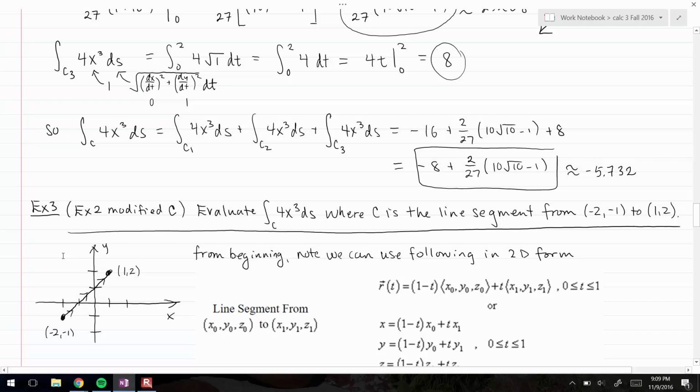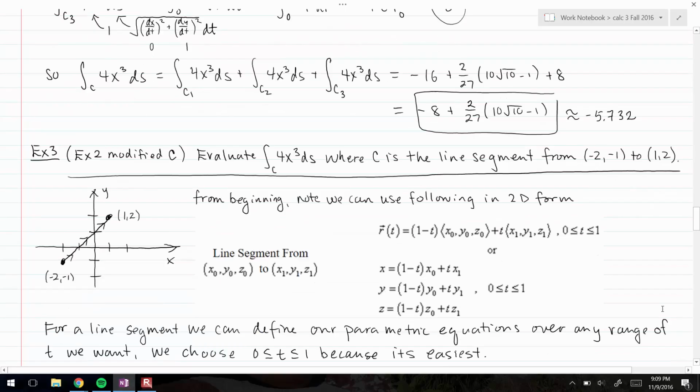So this is example 3, and here is the line segment. Same integral, like I said, and C is this line segment that goes from (-2, -1) to (1, 2). Here we're going to encounter this vector equation of a line, and we're going to use the line segment form of that, because that's what we have. At the beginning of class I talked about how to get the parametric equations and where they come from, so we'll just take that.